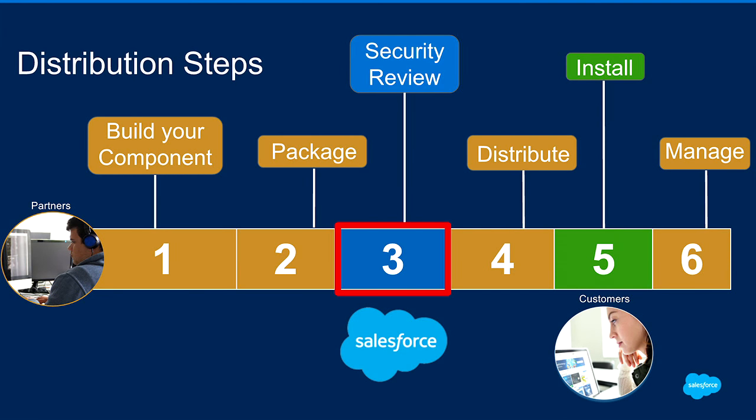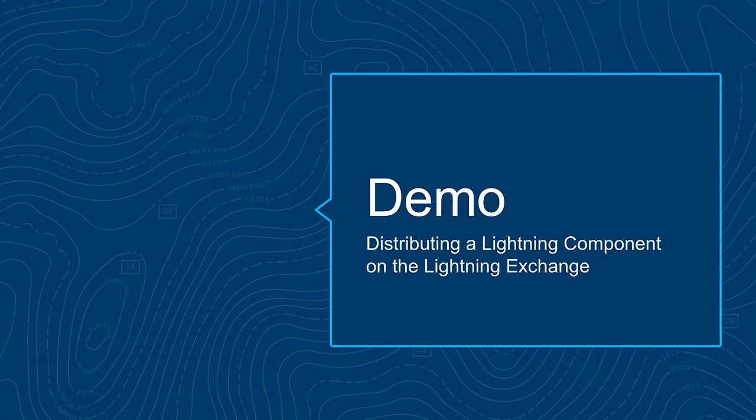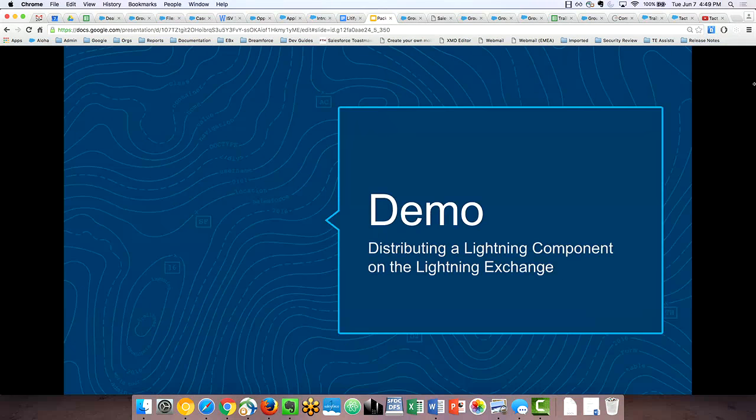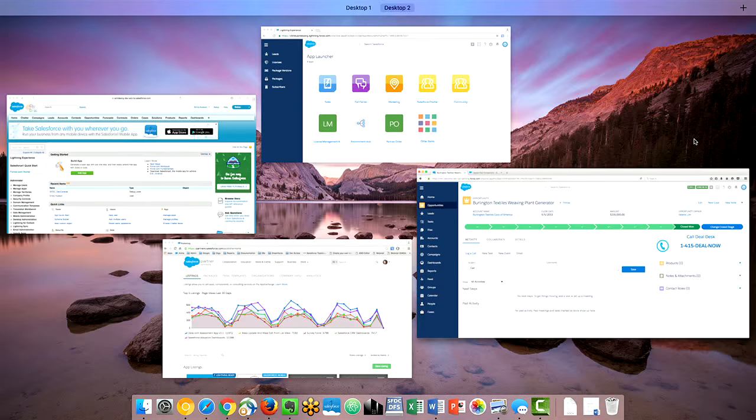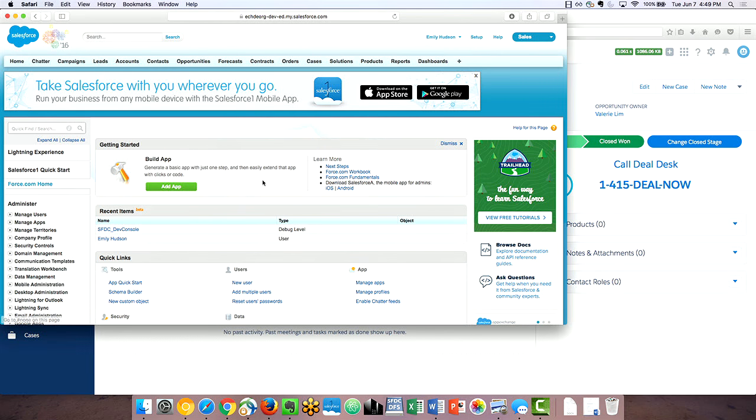All right, so now you've passed security review. Now you can distribute your component. This is the most exciting phase because it's right before the customer installs your component. And Valerie's going to show a demo of what it means to distribute a Lightning component and what the partner has to set up on their side in order to enable this distribution.